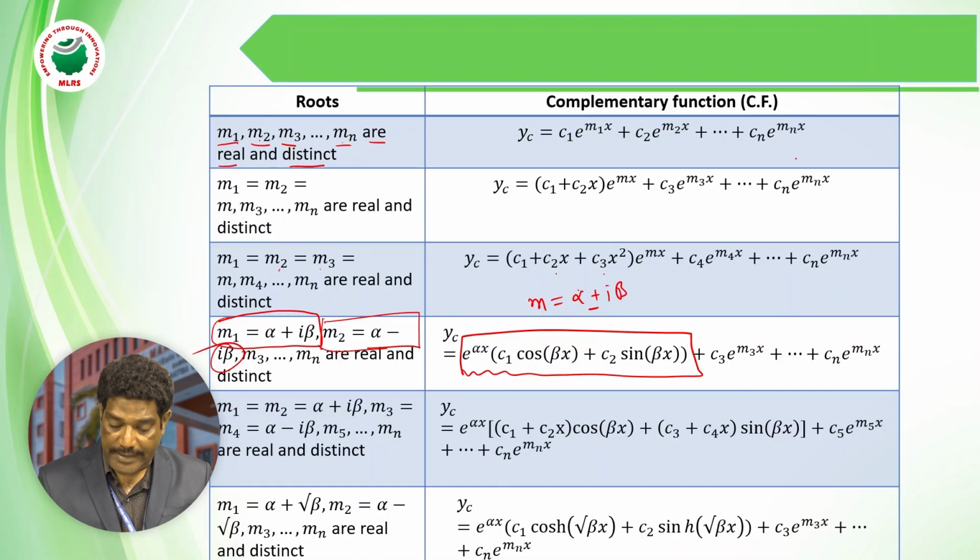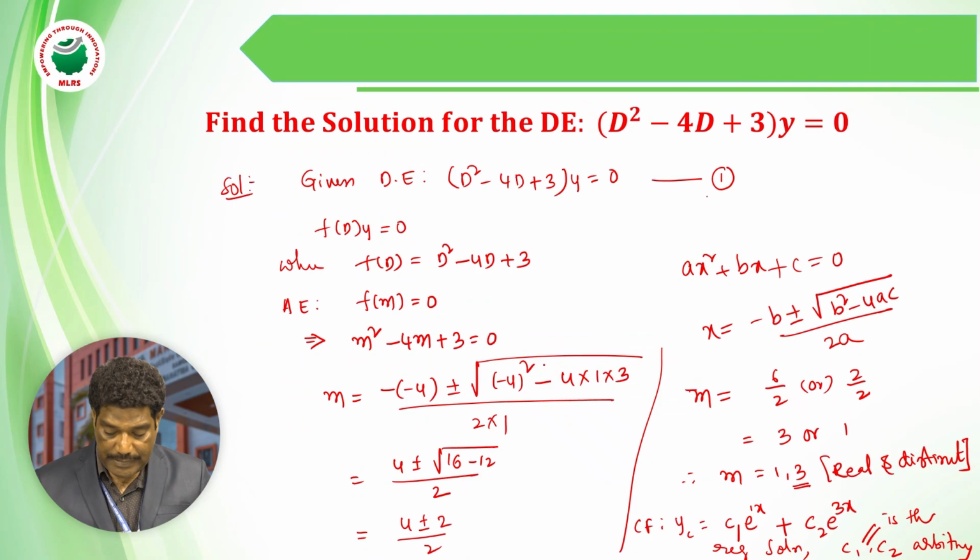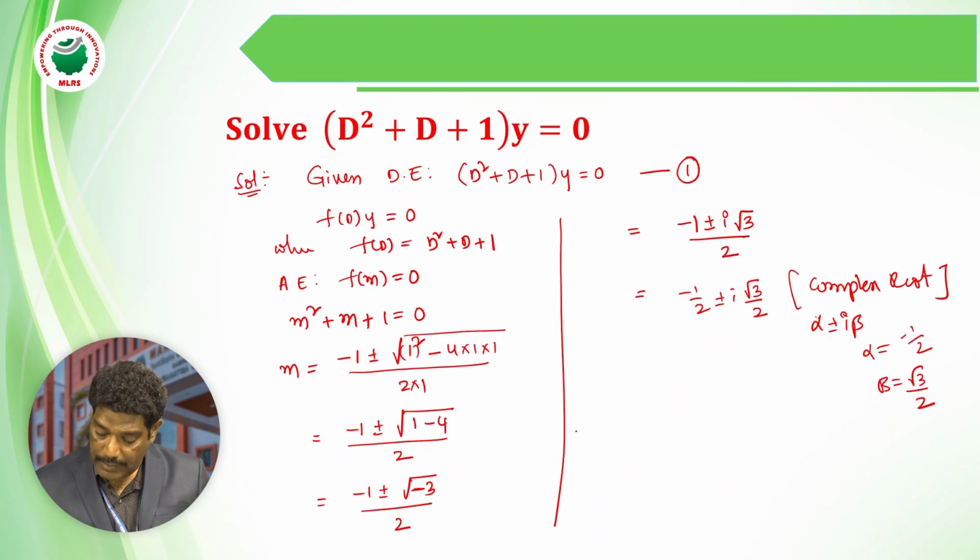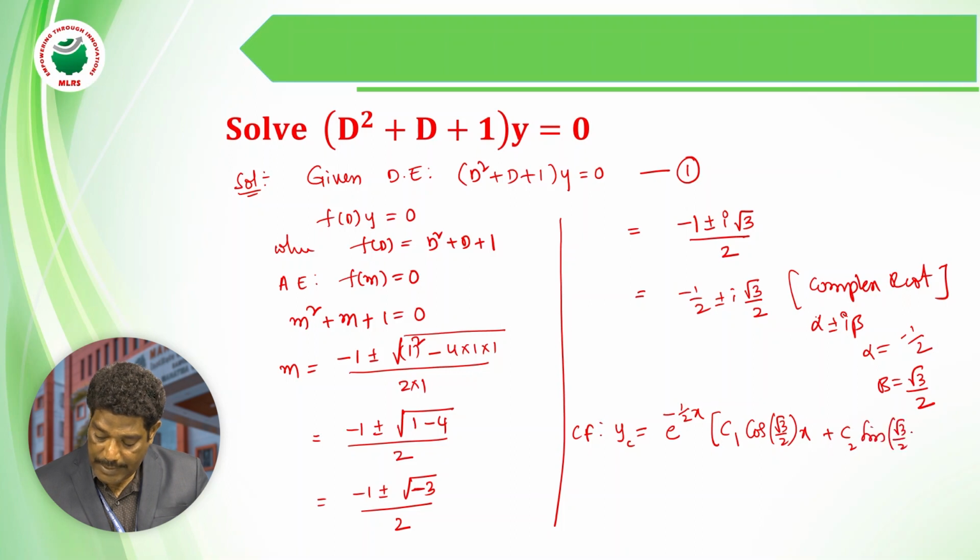e to the power of alpha x into (c1 cos beta x plus c2 sin beta x). So here, we can write the complementary function yc equals to e power of alpha, means minus 1 by 2, into x, into (c1 cos of beta, means root 3 by 2, into x, plus c2 into sin root 3 by 2 into x). This is our required solution.